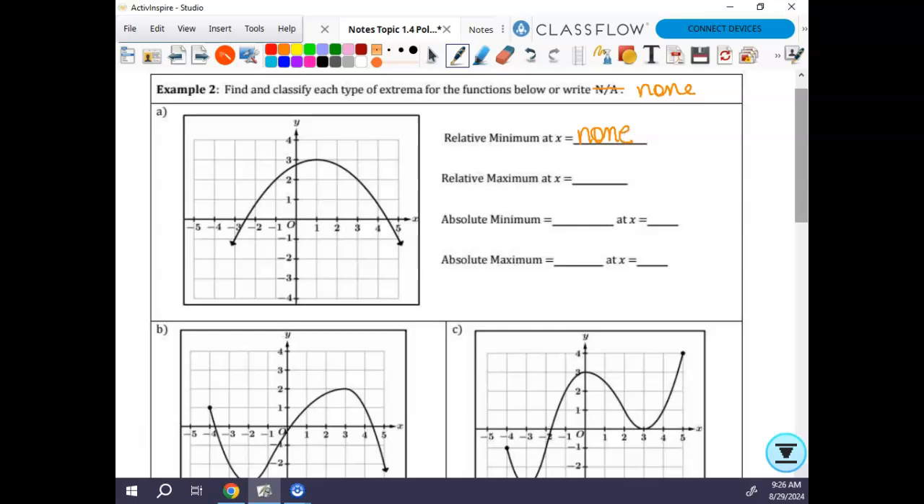Alrighty, on relative maximum, where? At 1, x equals 1. Y'all agree with that? Are there any more? No. Okay. Absolute minimum value, Barbara? None. Good, because they're going to negative infinity, right? So this is none. And Angelise, absolute maximum value is what? 3. Good. Where? 1. Everybody good with that?